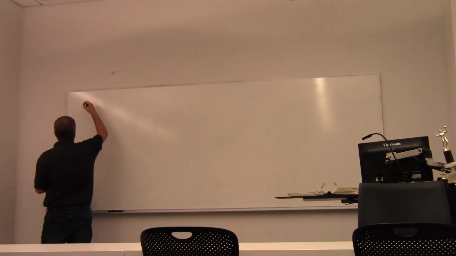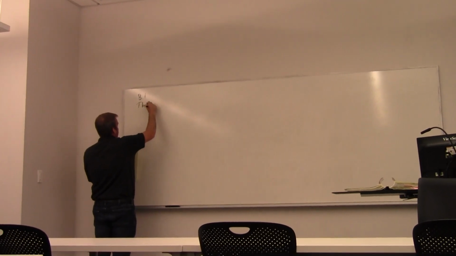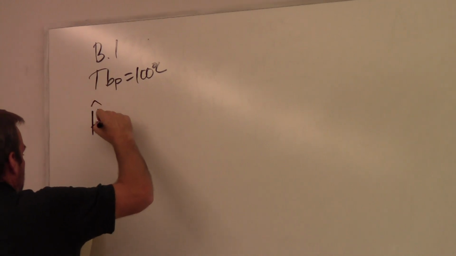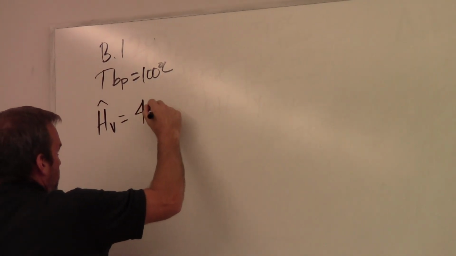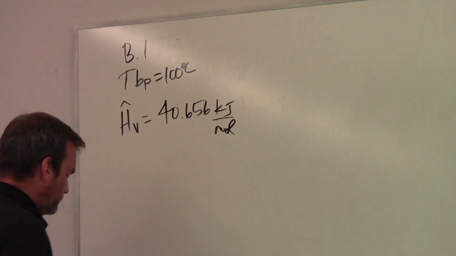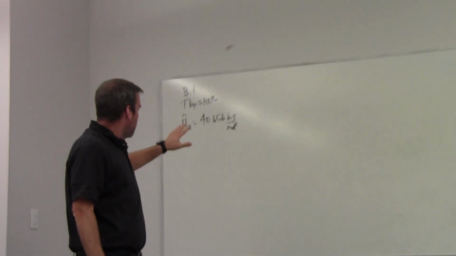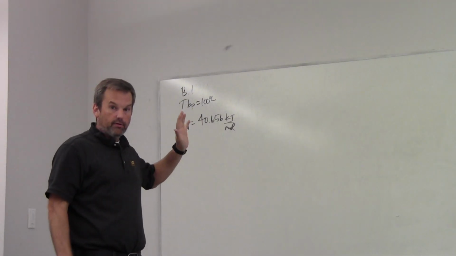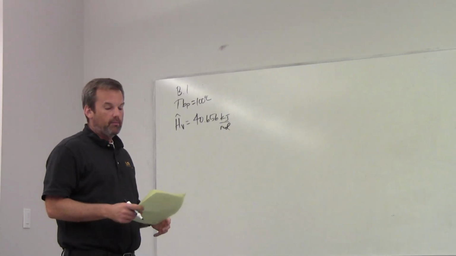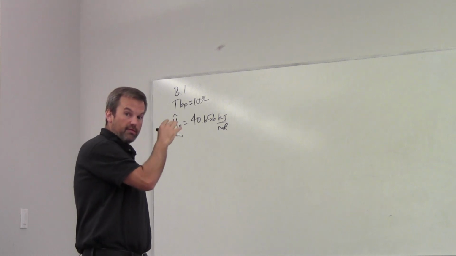All right, so I'm going to go to table B1. And for B1, I know the normal boiling point is 100 degrees Celsius, and I know the heat of vaporization is 40.656 kilojoules per mole. Now you may be saying to yourself, that doesn't help us because we're not at 100 degrees Celsius, which is true. But I'm going to show you how we're going to use the fact that enthalpy is a state function to use these data to get what we need.